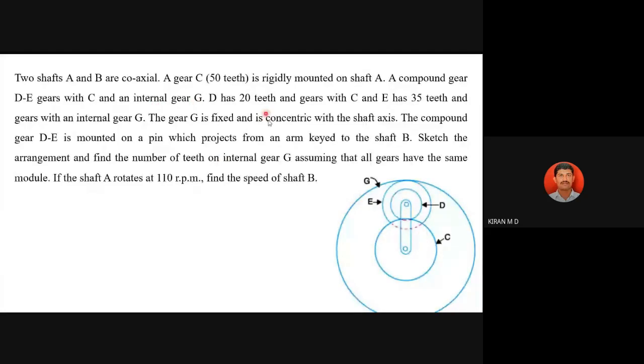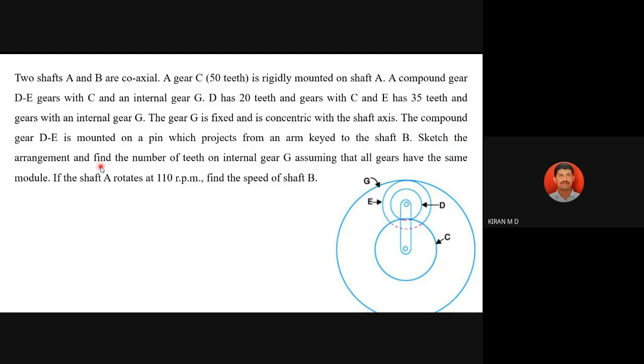D has 20 teeth and gears with C, and E has 35 teeth and gears with the internal gear G. The gear G is fixed and concentric with the shaft axis. The compound gear DE is mounted on the pin which projects from the arm keyed to the shaft B.